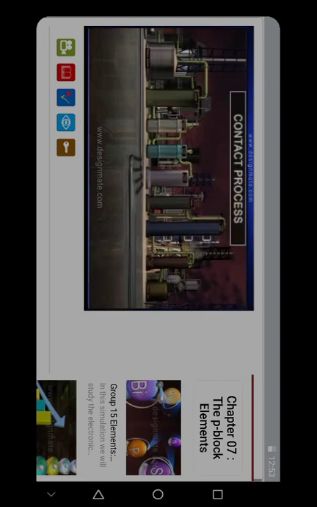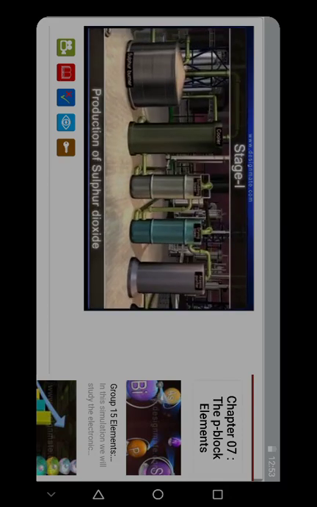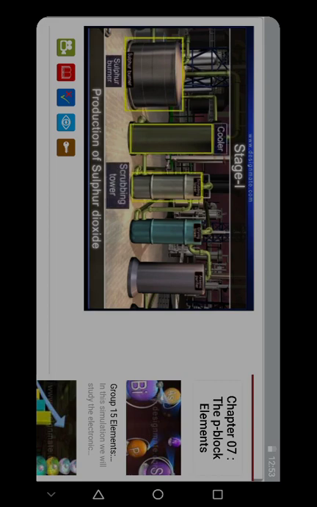Contact process for the manufacture of sulfuric acid. There are three main stages involved in this process. Stage 1. Production of sulfur dioxide. This involves a sulfur burner, a cooler, a scrubbing tower, a drying tower, and an arsenic purifier.